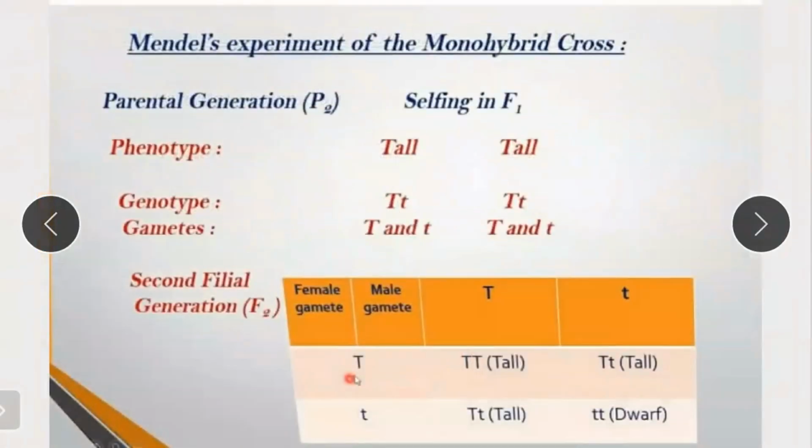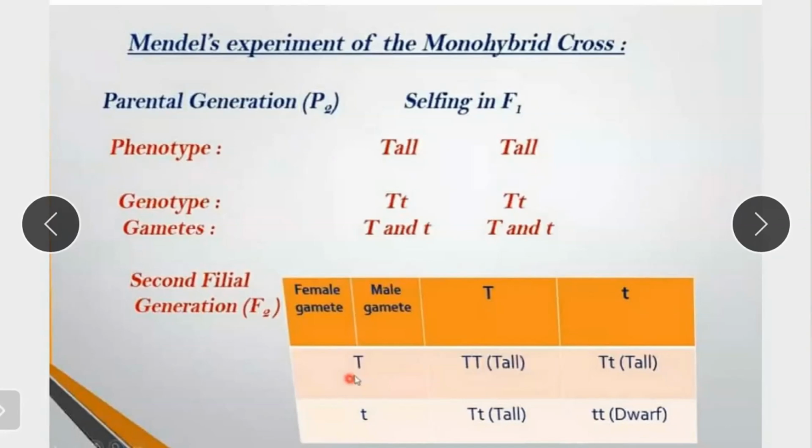Then in the F2 generation, what is the phenotype? Tall. In genotype, what is this? And these are the gametes. So with the help of the Punnett square, what we have seen in the second filial generation is that 3 are tall and 1 is dwarf. But only 1 is purely homozygous dominant, 2 are heterozygous dominant, and 1 is recessive.